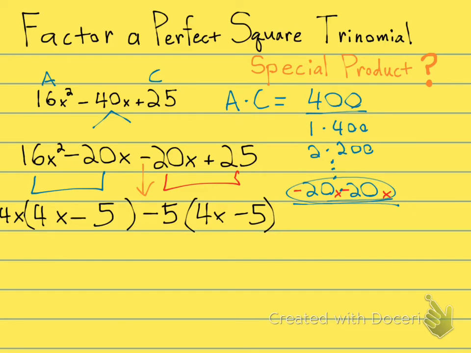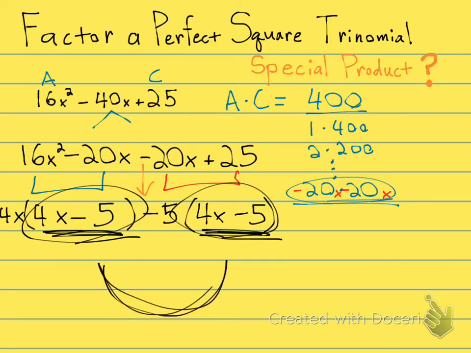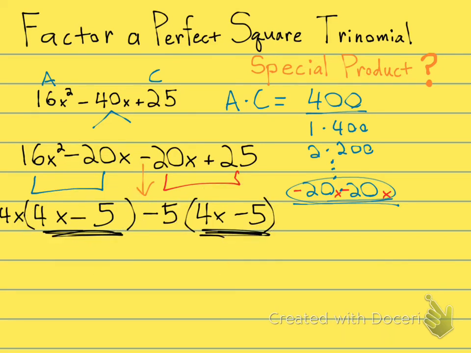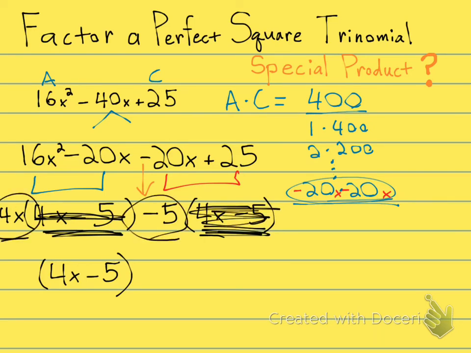Now, am I happy? Yep. See how this and this are the same? These two are the same, and that makes me happy. So I can take that 4x minus 5 out in the front. 4x minus 5. And then what am I left with after these are moved out? I'm left with 4x minus 5. So when I take this out in the front, I'll be left with 4x minus 5.